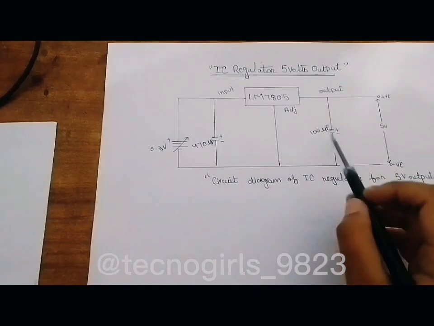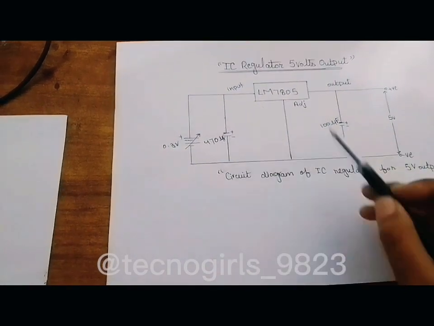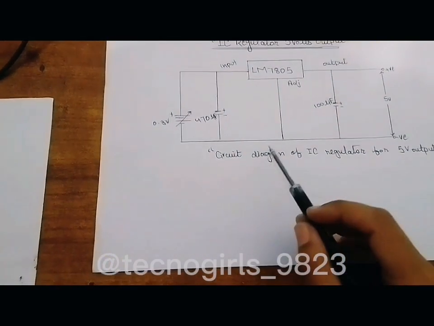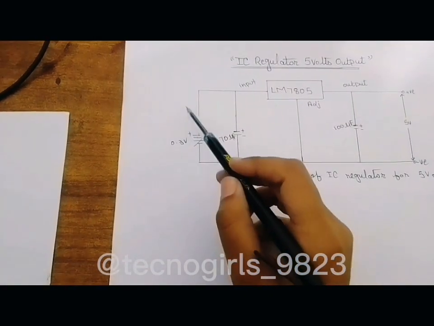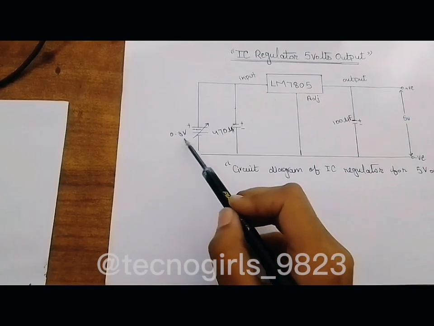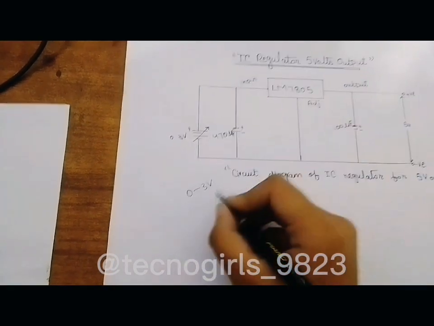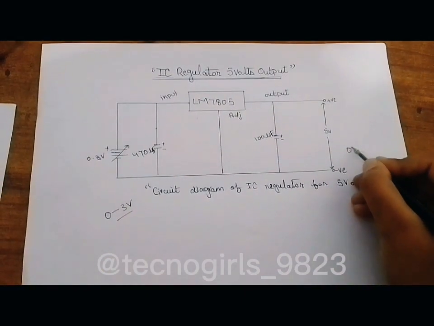The two capacitors are present in the circuit. Capacitor 1 has 470 microfarad and capacitor 2 is 100 microfarad. So, as you can see, these are the input terminals. Here we apply voltages of about 0 to 3 volt. Let me write there, 0 to 3 volt. So we can obtain 5 volt from this.